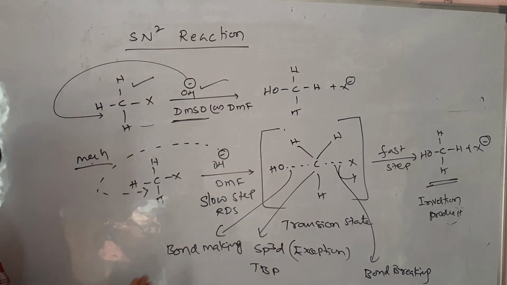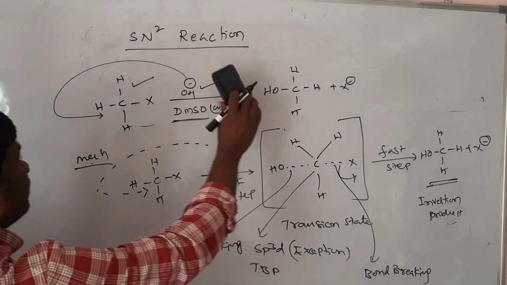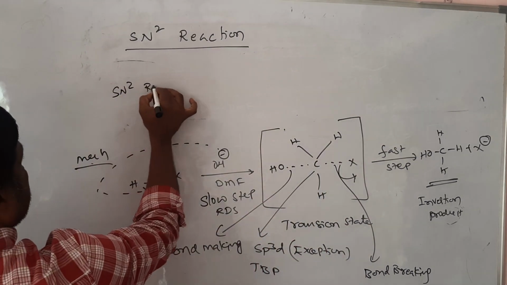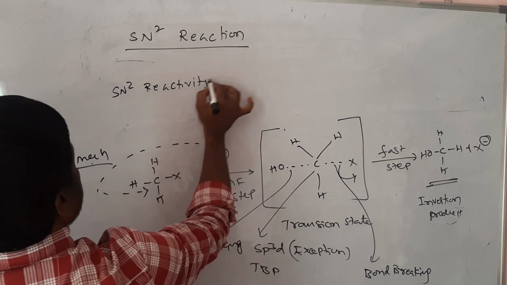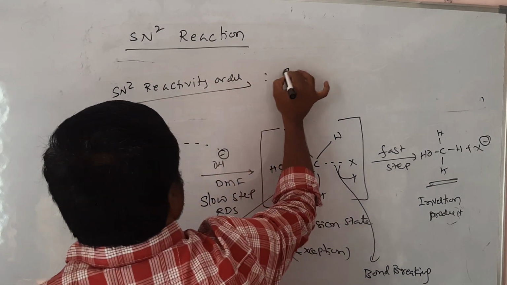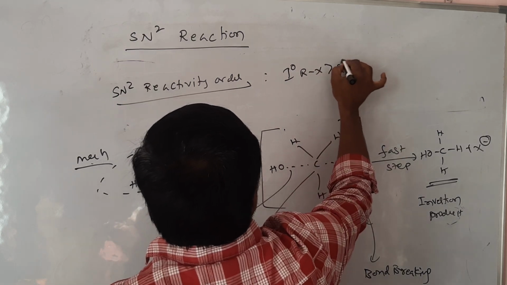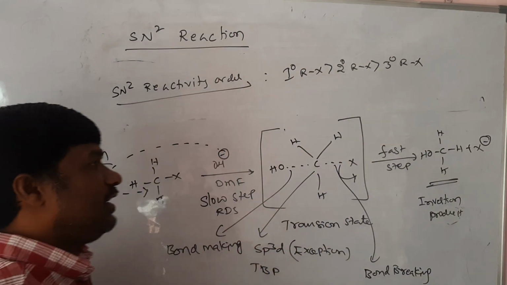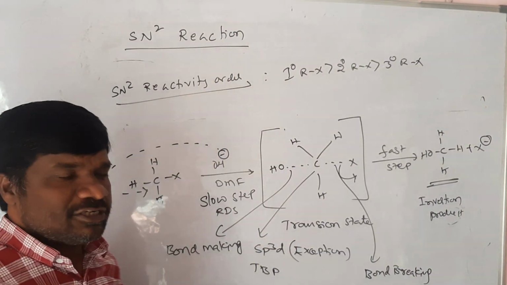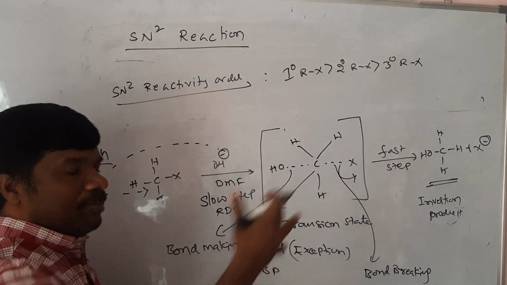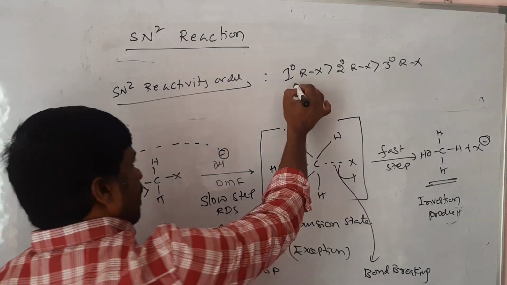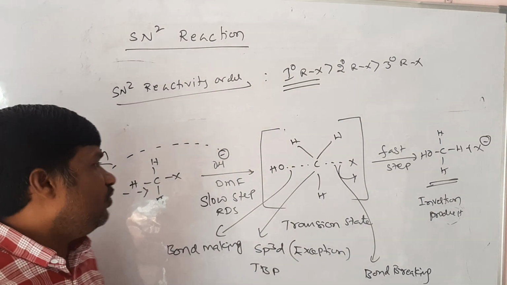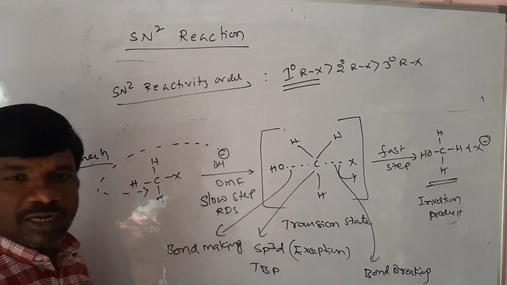Now I will discuss the reactivity order of the SN2 reaction. Primary alkyl halides are more reactive than secondary alkyl halides, then tertiary alkyl halides. Why are tertiary alkyl halides least reactive? Due to steric hindrance, the nucleophile cannot attack from the complete backside in tertiary alkyl halides, so the order is primary more than secondary more than tertiary. It is the complete opposite of the SN1 reaction. This is the SN2 reaction mechanism. Thank you everyone.